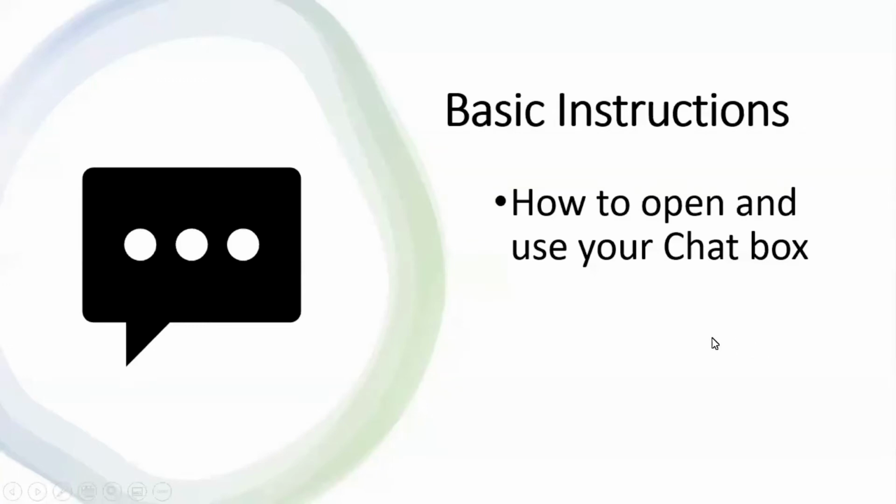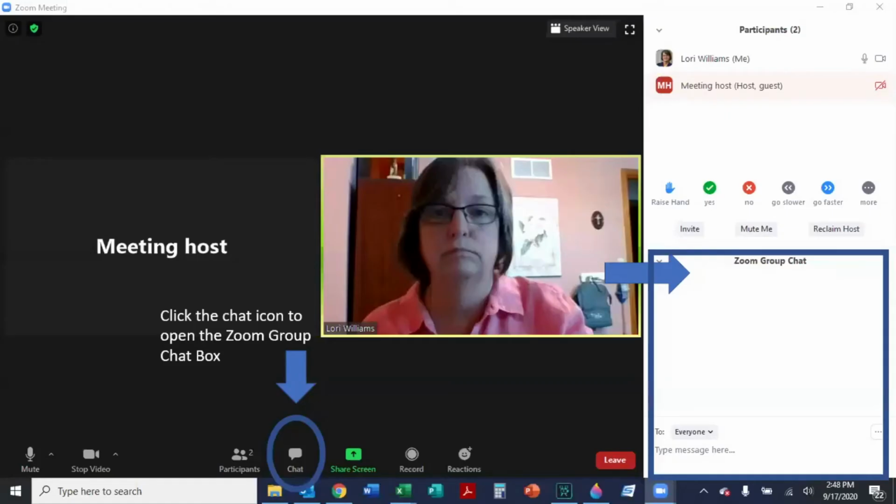Now we're going to talk about how to open and use your chat box. We're going to wake up our control bar again and click on the thought bubble that we are used to seeing in cartoons that has the word chat underneath it. Once we click that, the Zoom group chat box will open underneath our participant box. It is highlighted in blue here so that you can see it. It will not appear that way on your screen.